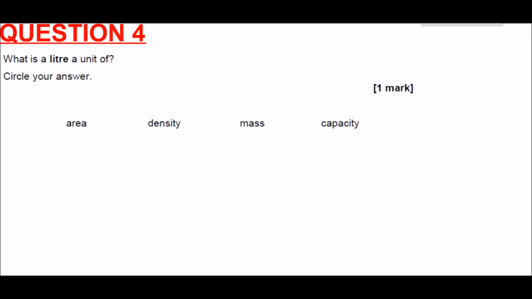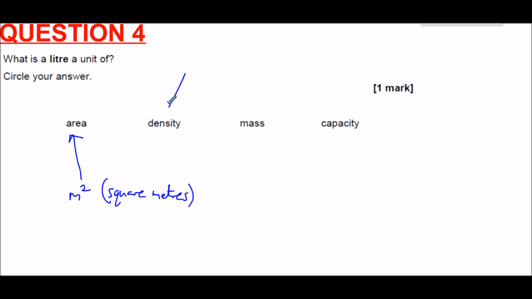And question 4, what is a litre a unit of? Well, this one should, I'm hoping, be fairly straightforward, but just in case, I'll go through and just explain each of them. Area is nothing to do with litres. So area would be meters squared. Something like square meters or square centimeters.